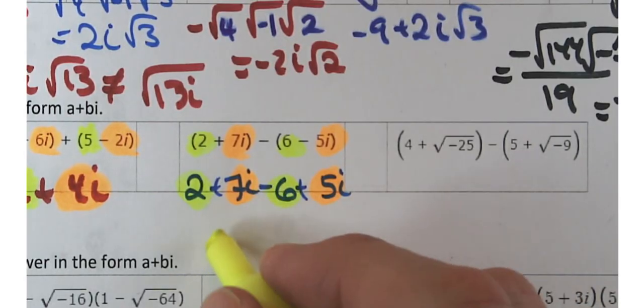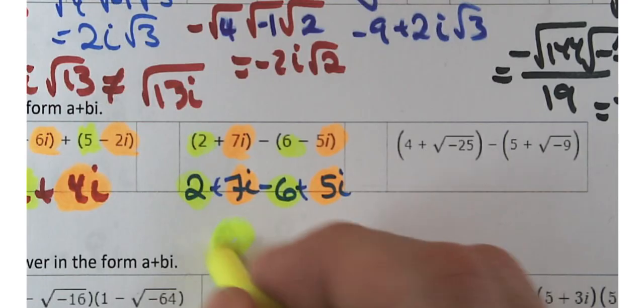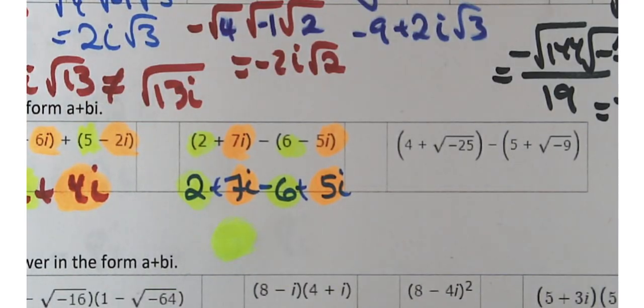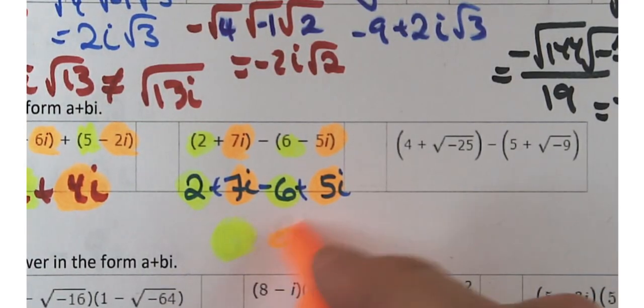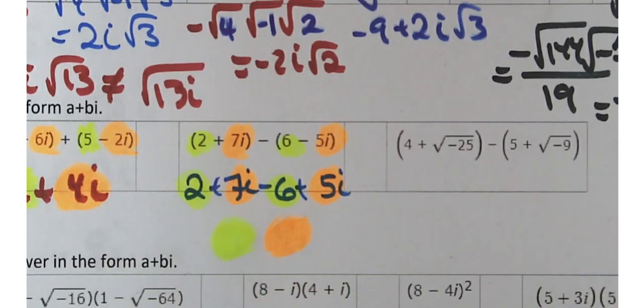Miguel, what's that going to be when we combine the like terms here, please? Minus 4. Keep going. Perfect. Minus 4 plus 12i.